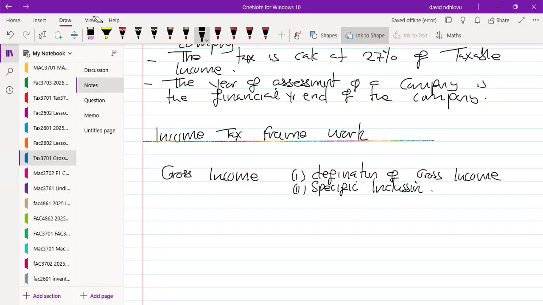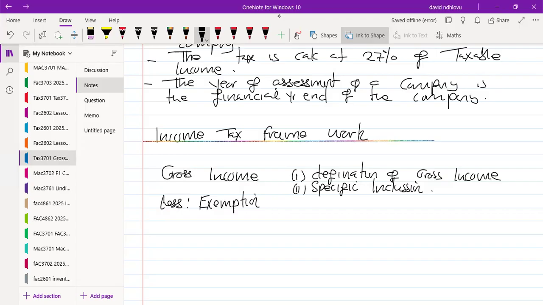Then we list what we call exemptions. Now remember, the inclusion of an amount in gross income will inflate the taxable income amount, which means normally it should lead to a bigger amount of taxation. So whenever you add an amount to gross income, it may have the impact of increasing the taxable income, which in turn increases 27% of that taxable income.